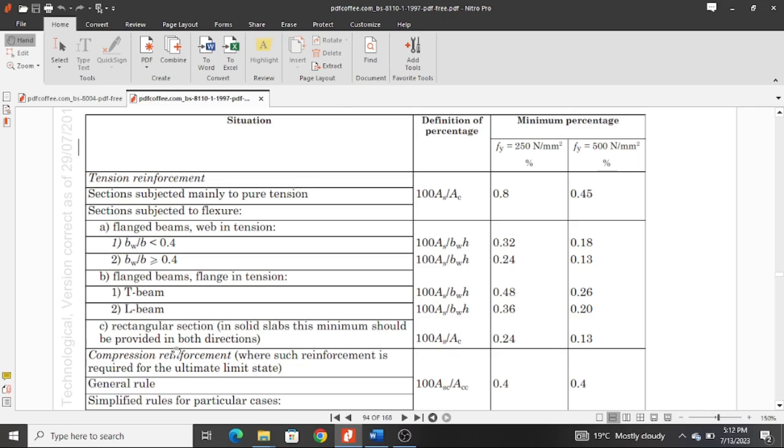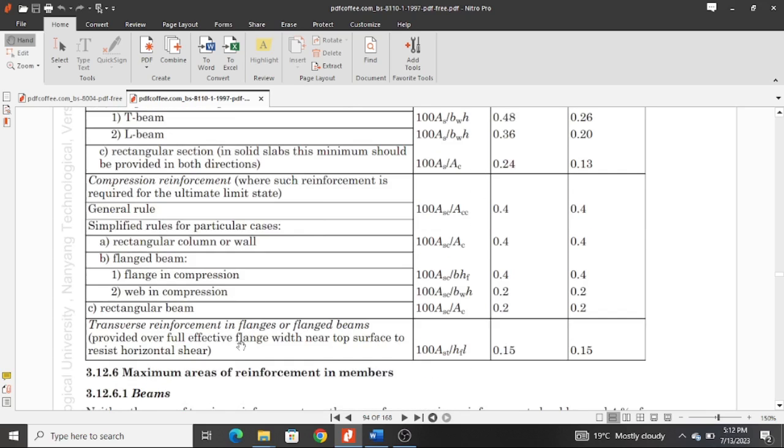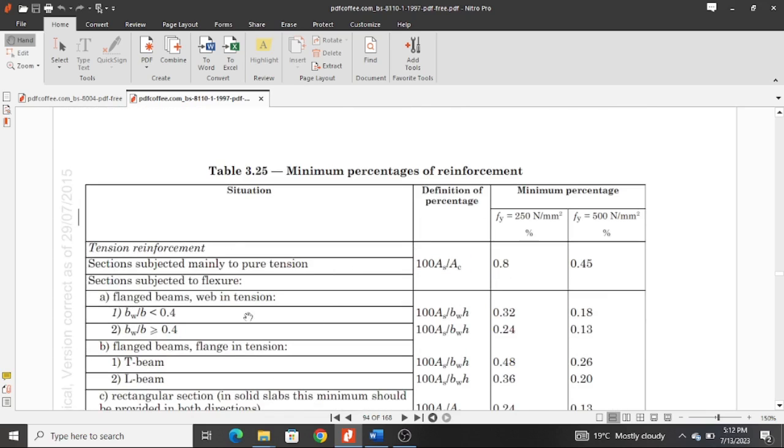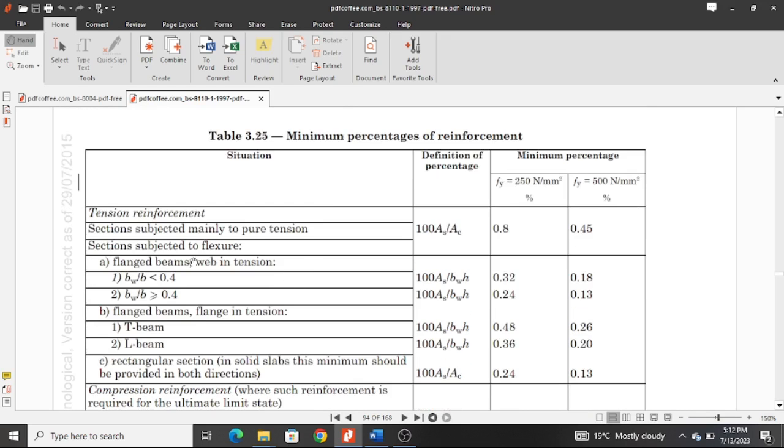This minimum should be provided in both directions, which is 0.13. This is what guides us now in the provision of this minimum reinforcement. And you have different conditions and situations to guide you determine the minimum percentage that you require. You can observe that if my FY is 250, then I need these ones. If my FY is 500, then I need these ones.